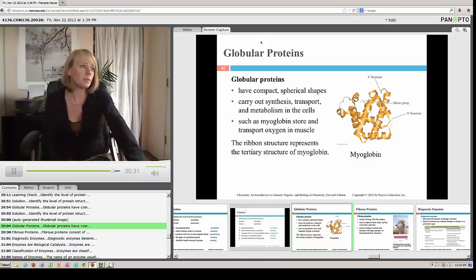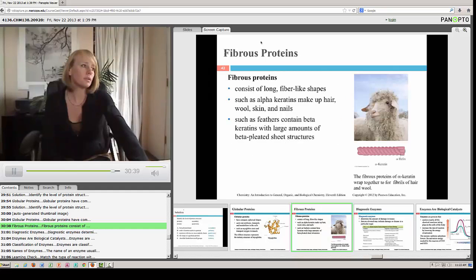Oops, we skipped to catalyst here. Hold on here. Oh goodness, I'm missing some of my proteins. That's okay. We'll skip to enzymes now.